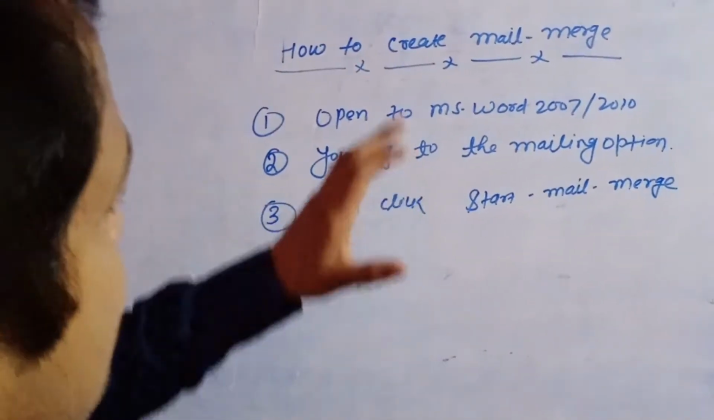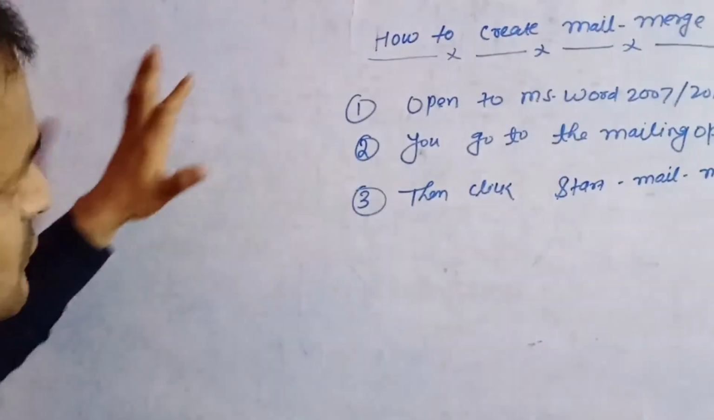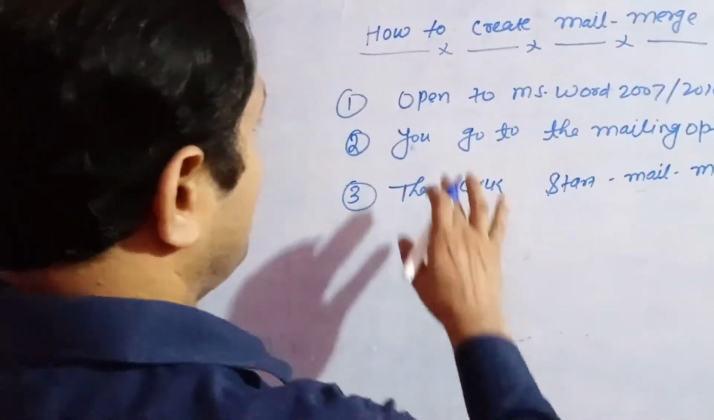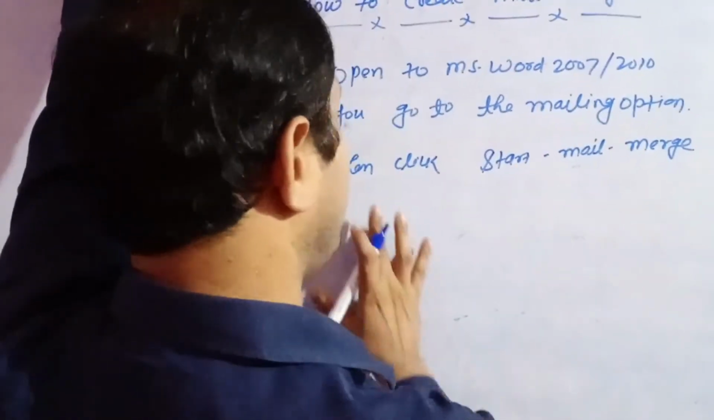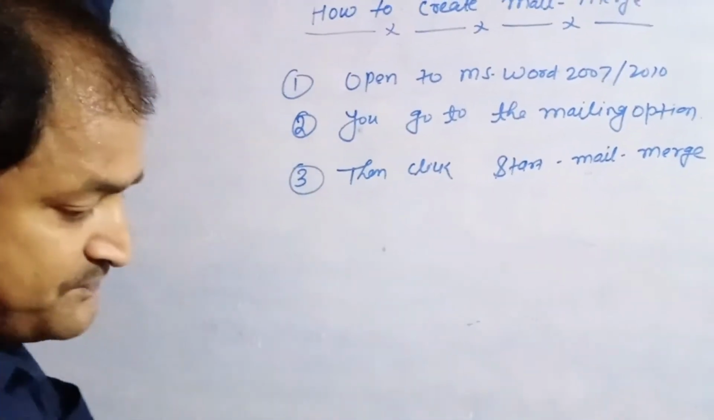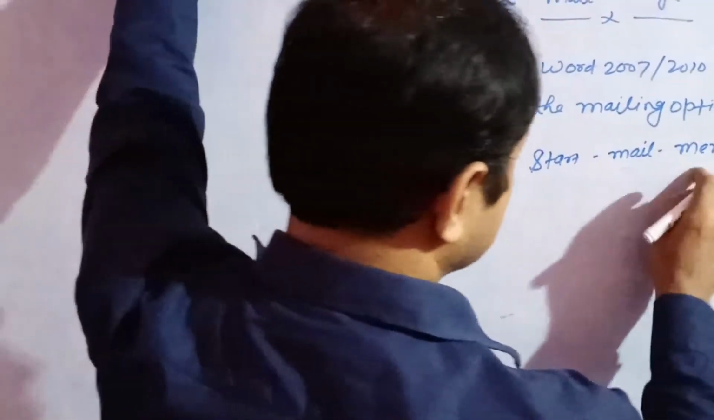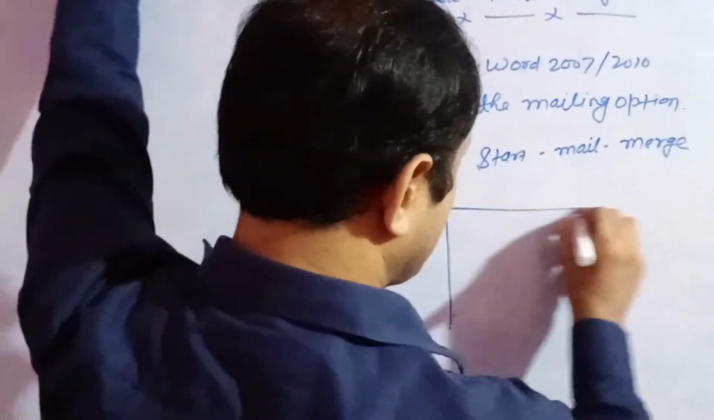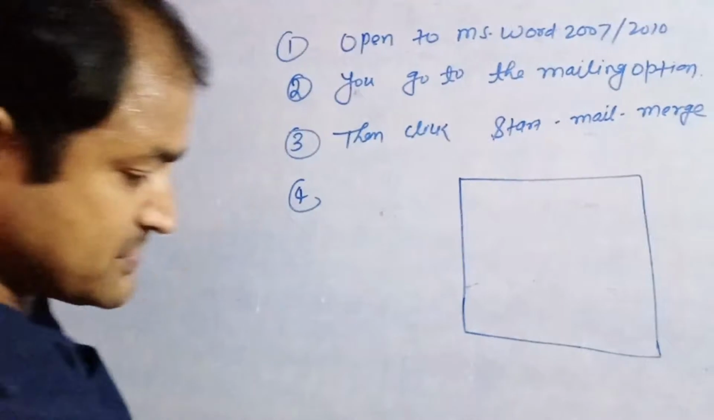Next class is totally the practical part, how to use the mail merge in a practical session. But today this is a theoretical part. Open MS Word 2010. Go to the mailing option and then click start mail merge. One dialog box appears in front of you.